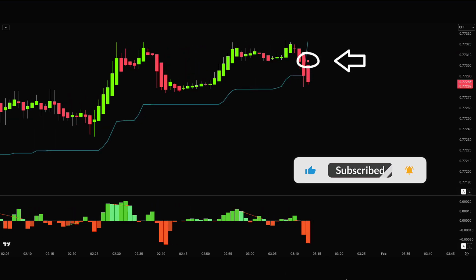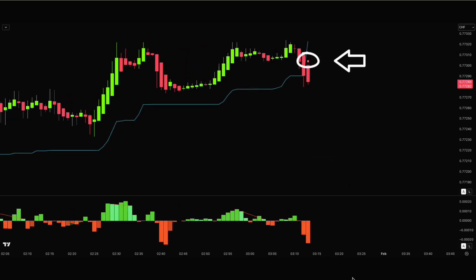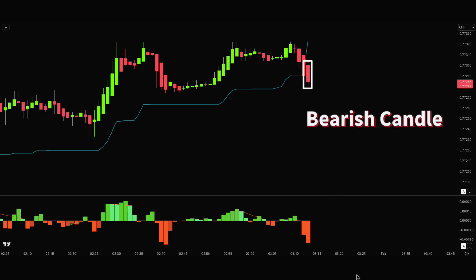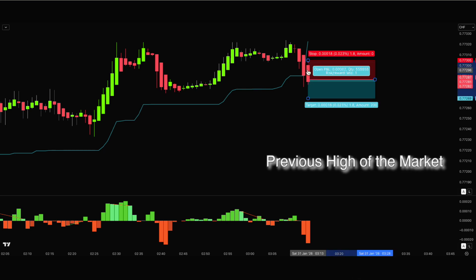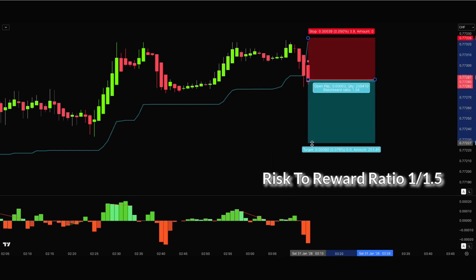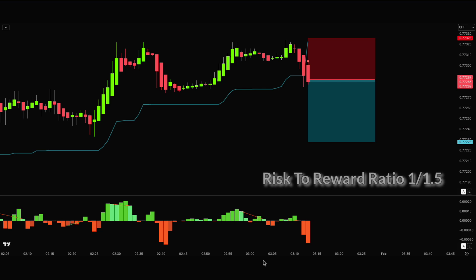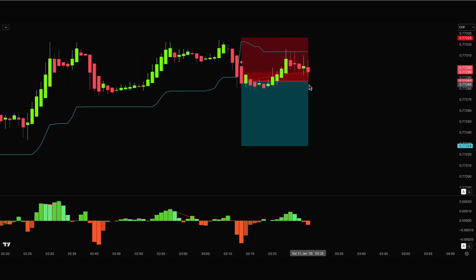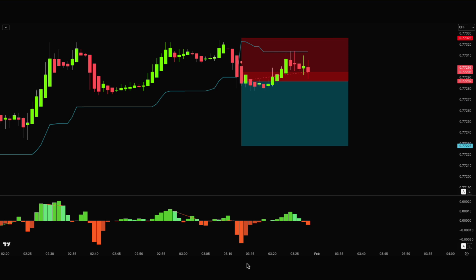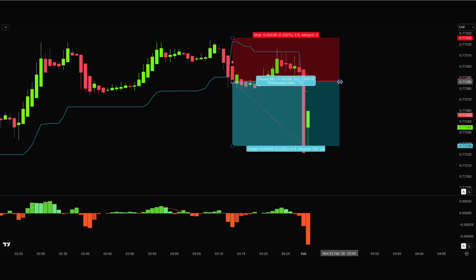When the Trend Sniper V2 shows an arrow down, that is a sell signal. The triangular momentum should show red columns. The market should form a bearish candle. If this condition is fulfilled, then we will place a sell order. Our stop loss is to be placed at the previous high of the market, and the risk to reward ratio will be 1:1.5. The market has completely hit the target.